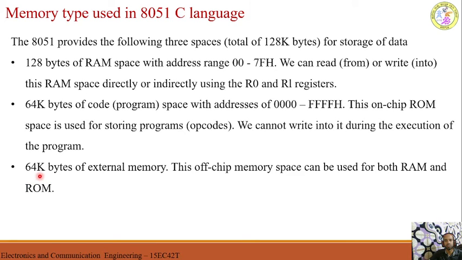And 64 kilobytes of external memory. We can connect 64 kilobytes of external memory. This off-chip memory space can be used for both RAM and for ROM. We can use the 64 kilobytes of memory either to connect the RAM memory or to connect the ROM memory. ROM memory is nothing but the code memory, whereas RAM memory is nothing but the data memory. So this is how the memory types are used by the 8051 C language. So totally up to 128 kilobytes.